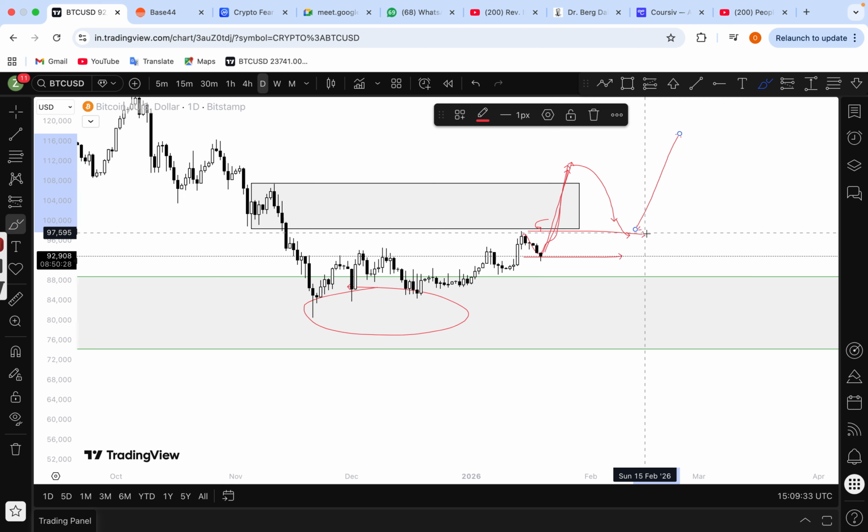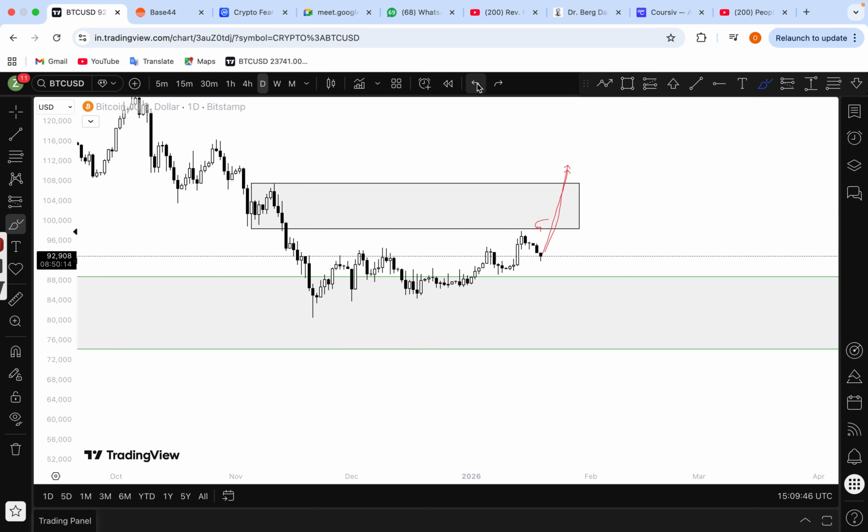I am just pointing out to you the different scenarios that will come into play and how I intend to play them. So I've given you the buy scenario, and I've also given you the sell scenario, right? I gave you the sell scenario here.